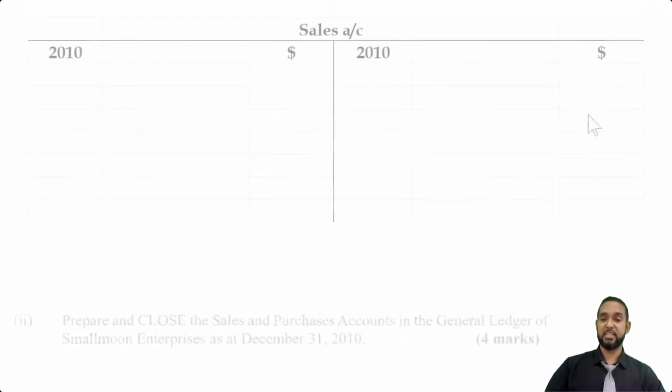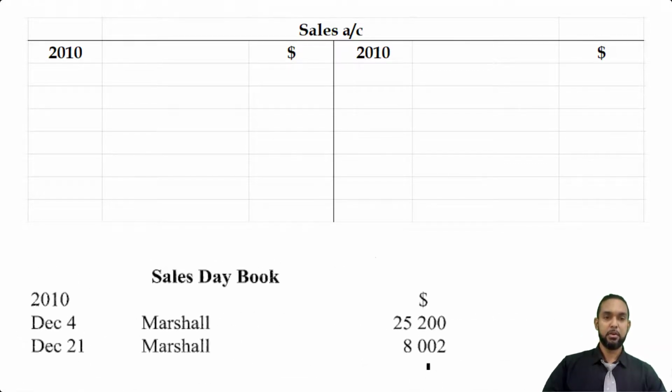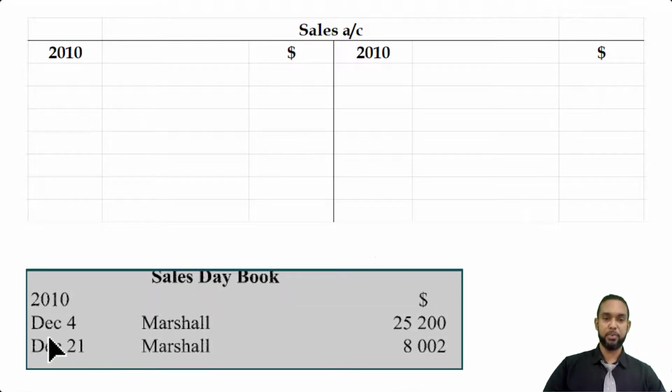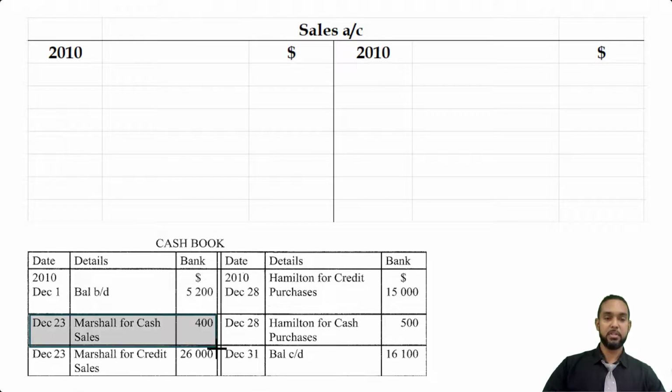Let's take a look at the sales account first. The sales account would have credit entries to record cash sales and credit sales. So let's go up to the sales journal, right? This is all the information we have regarding credit sales. So we'll add these figures up to get total credit sales and put it in the account. And don't forget, down in the cash book, we had a cash sale to Marshall of $400. So we have both cash and credit sales. So we're going to populate those items in the T account across here.